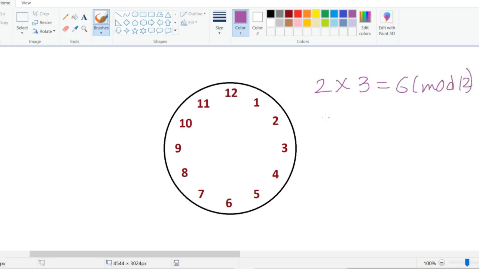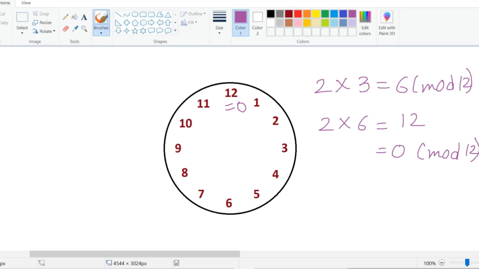Let's think of a harder example. What is 2 multiplied by 6? 2 multiplied by 6 is 12. But 12 in here is 0. So this becomes 0 mod 12.